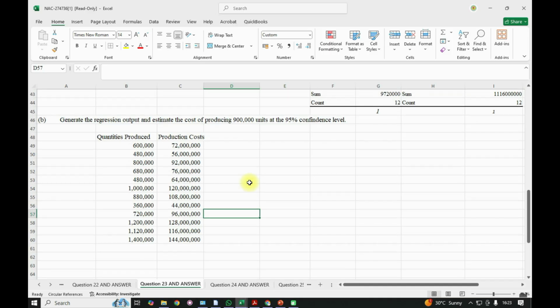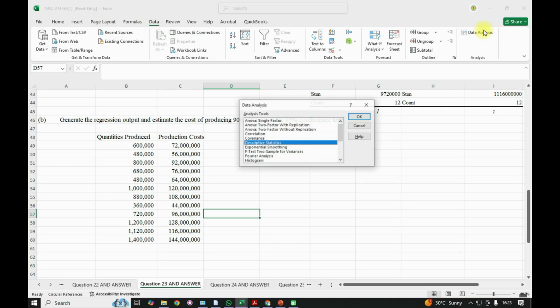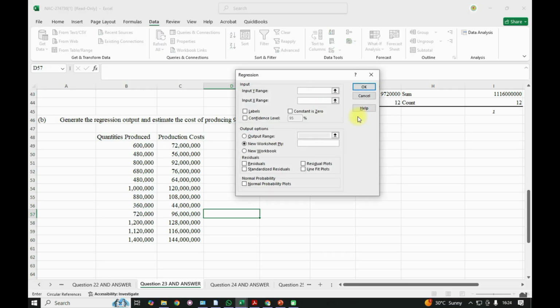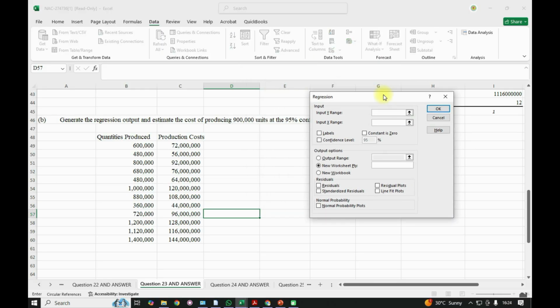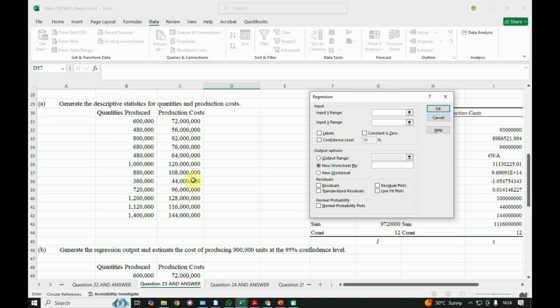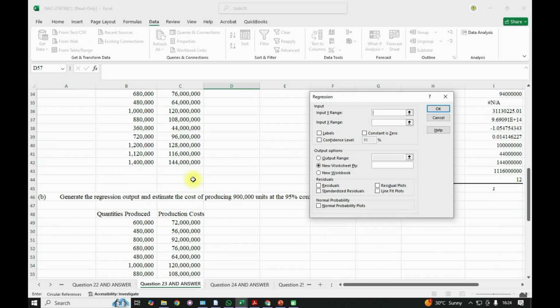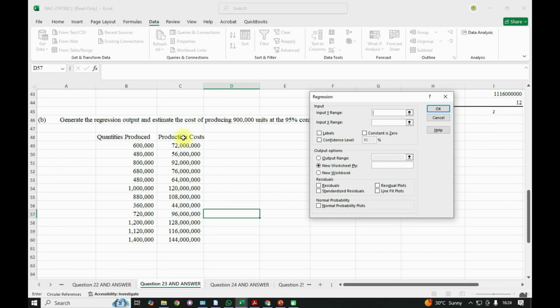So here again, we go to generate the regression output. We shall go to data analytics, but now here we use the regression. For the regression, we needed the Y. Remember, Y we said is in shillings. The production cost was in shillings, so this one becomes our Y, and our X is the quantities.